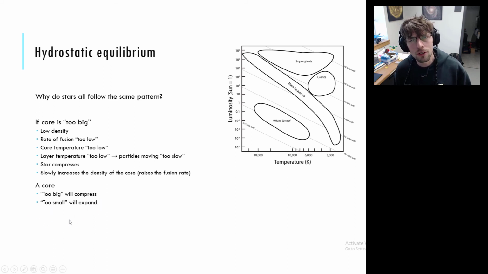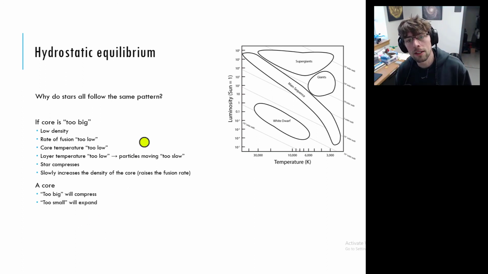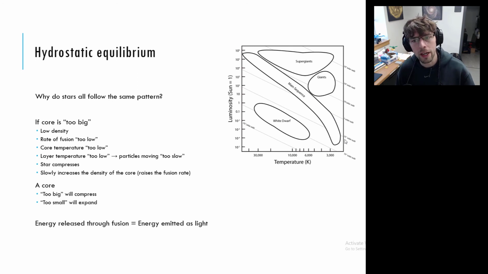That means the star will compress and the rate of fusion will go up. Similarly, we can play the same game. If the core is too small, the rate of fusion will be too high in the core, which means the outer layers of the star will be too warm and the entire star will expand. And that's why we find stars on the main sequence. If they're too small, they will expand and rise in temperature until they're back on the main sequence. If they're too large, they will compress until they're back on the main sequence. So you can think of the main sequence as kind of being that Goldilocks. The energy that's produced in the fusion reaction in the core is emitted via the surface. So the size of the star will adjust to make sure that the energy being produced in the core is being emitted through the surface.